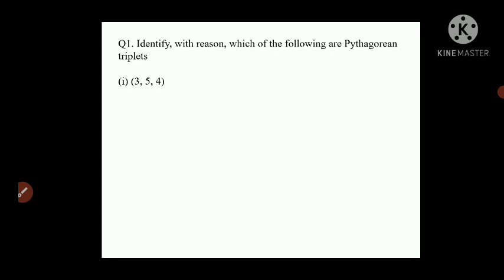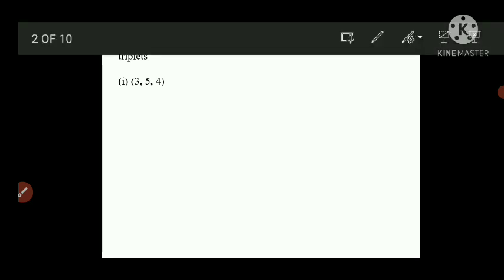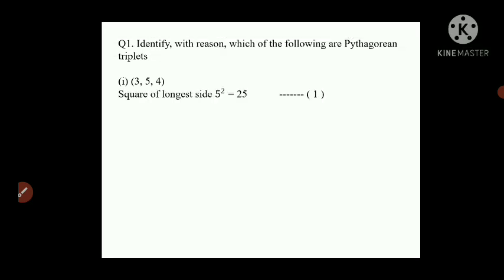So what we will do, we will first take the longest or the biggest side. See, square of longest side, here the biggest side is 5, so we will square that. 5 is the greatest side, so 5 square is 25. That is my statement number 1. Now two sides are remaining, that is 3 and 4.